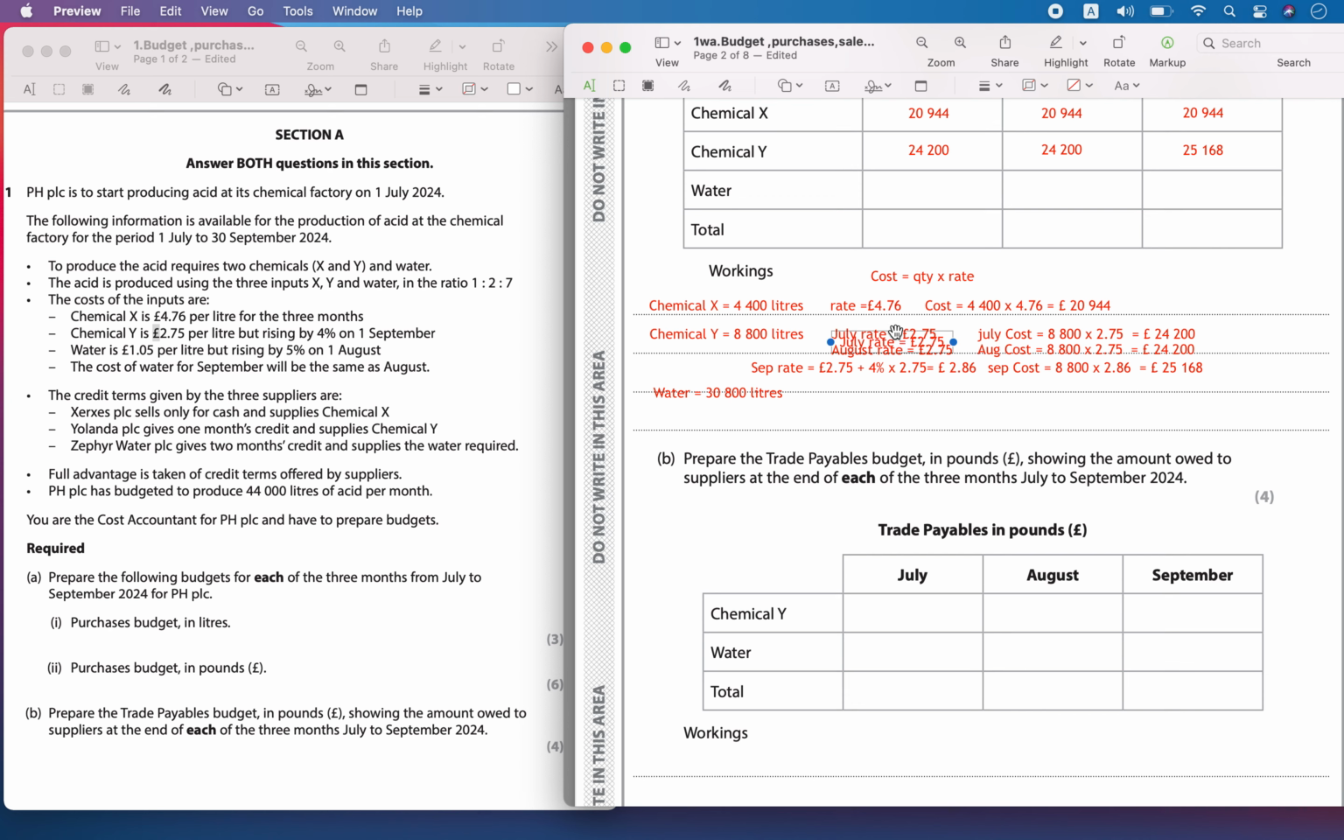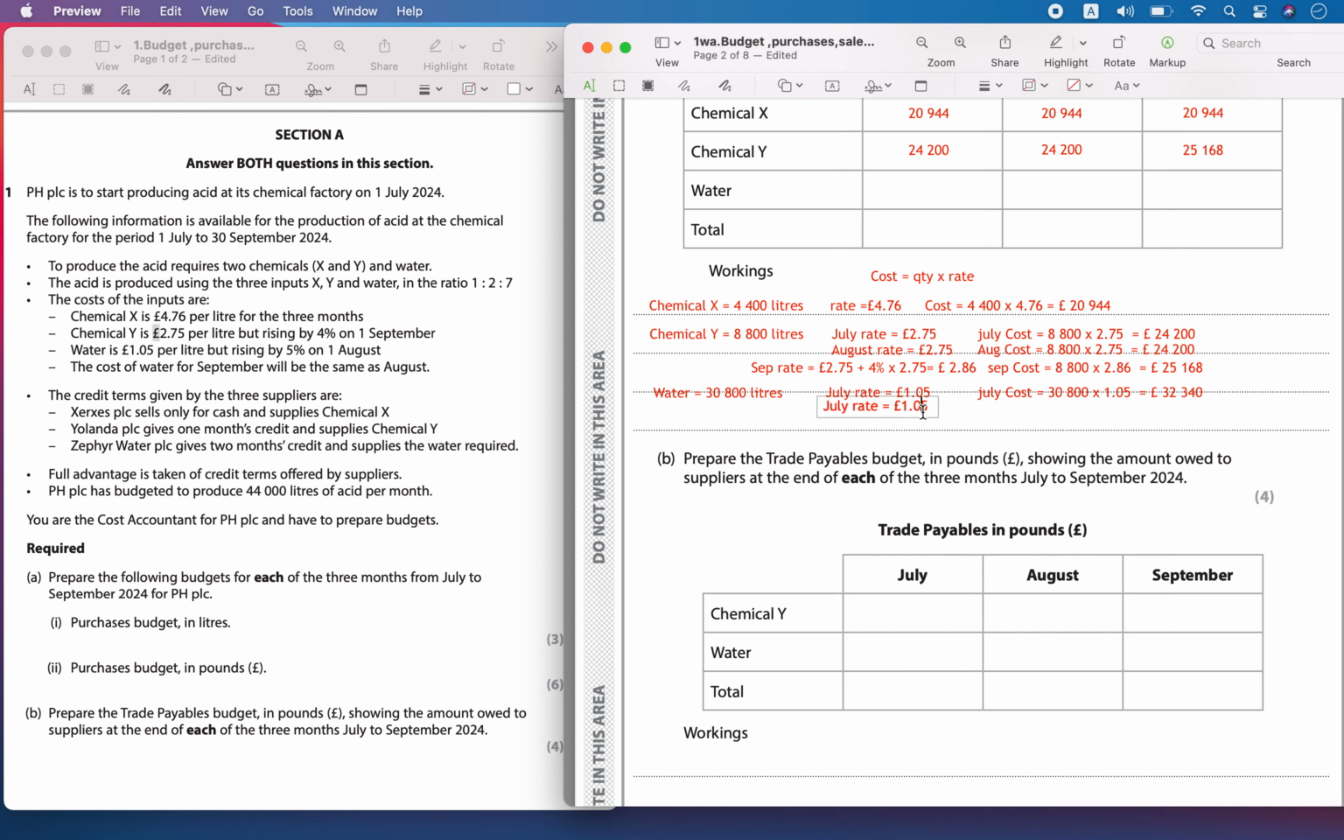Now the rate, let's calculate the July rate. For the July rate, the water rate is 1.05. So the July cost is going to be equal to the quantity, that is 30,800 times 1.05. So that value is going to be equal to 32,340 pounds.